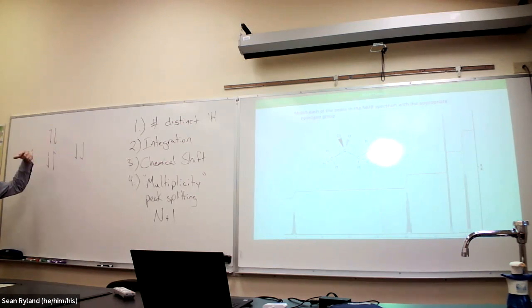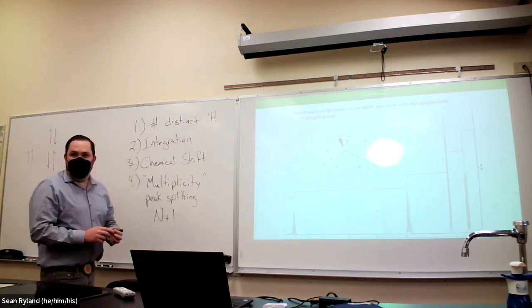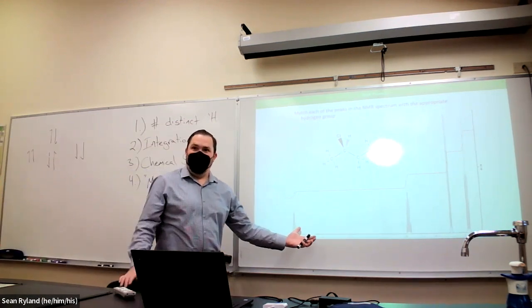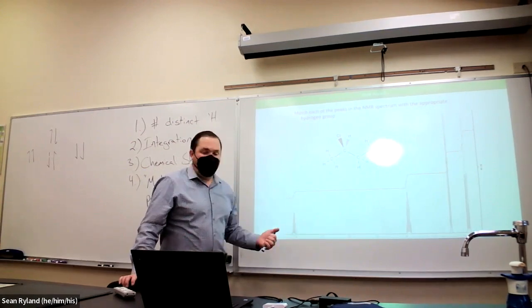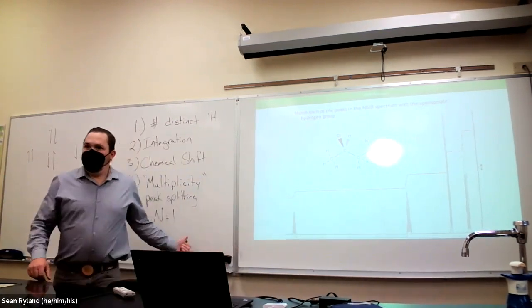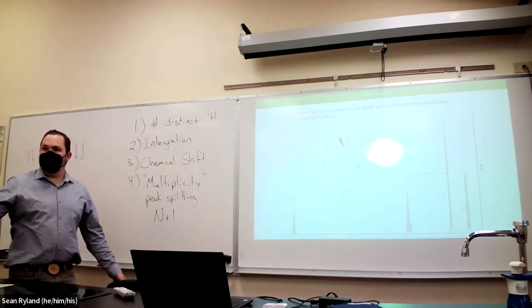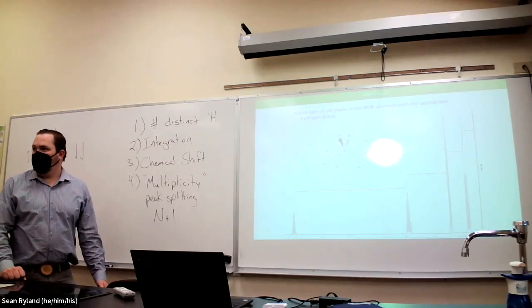And as you add more adjacent hydrogens, you get something that looks like Pascal's triangle, basically a normal distribution, AKA a bell curve. Right, so the bell curve gets more obvious the more peaks you have. But it's always going to follow that N plus one rule, because that's the number of distinct arrangements that you could have.